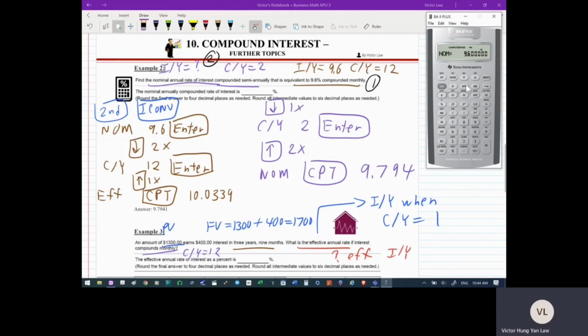We're going to go down 2 times, and then we see CY. For CY, we have compounded monthly, so that's why we put 12. And then enter, and that will set our compounding to 12 times a year.